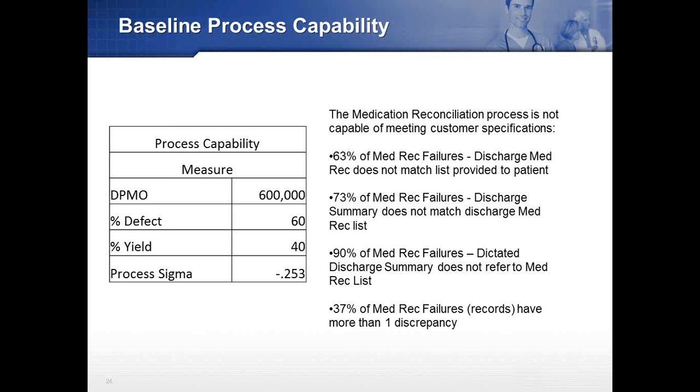So we estimated initially that we thought MedRec might be about 70% across the organization. No, it was 40%. Only 40% of the time was a patient's stay in the hospital without a medication reconciliation error. And then there's some additional statistics there on the right. The most startling of those is that 37% of MedRec failures had more than one MedRec discrepancy. So we knew we had a big problem on our hands.